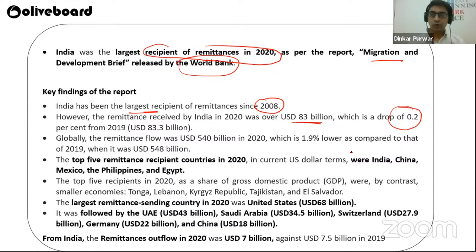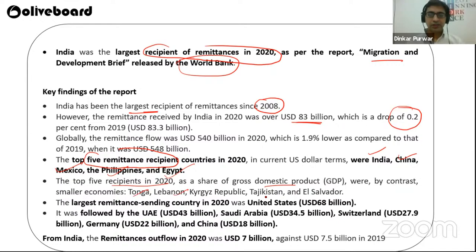The top five remittance recipient countries in 2020 were India, China, Mexico, Philippines, and Egypt. The top five recipients in 2020 as a share of GDP, as smaller economies, were Tonga, Lebanon, Kyrgyz Republic, Tajikistan and El Salvador.